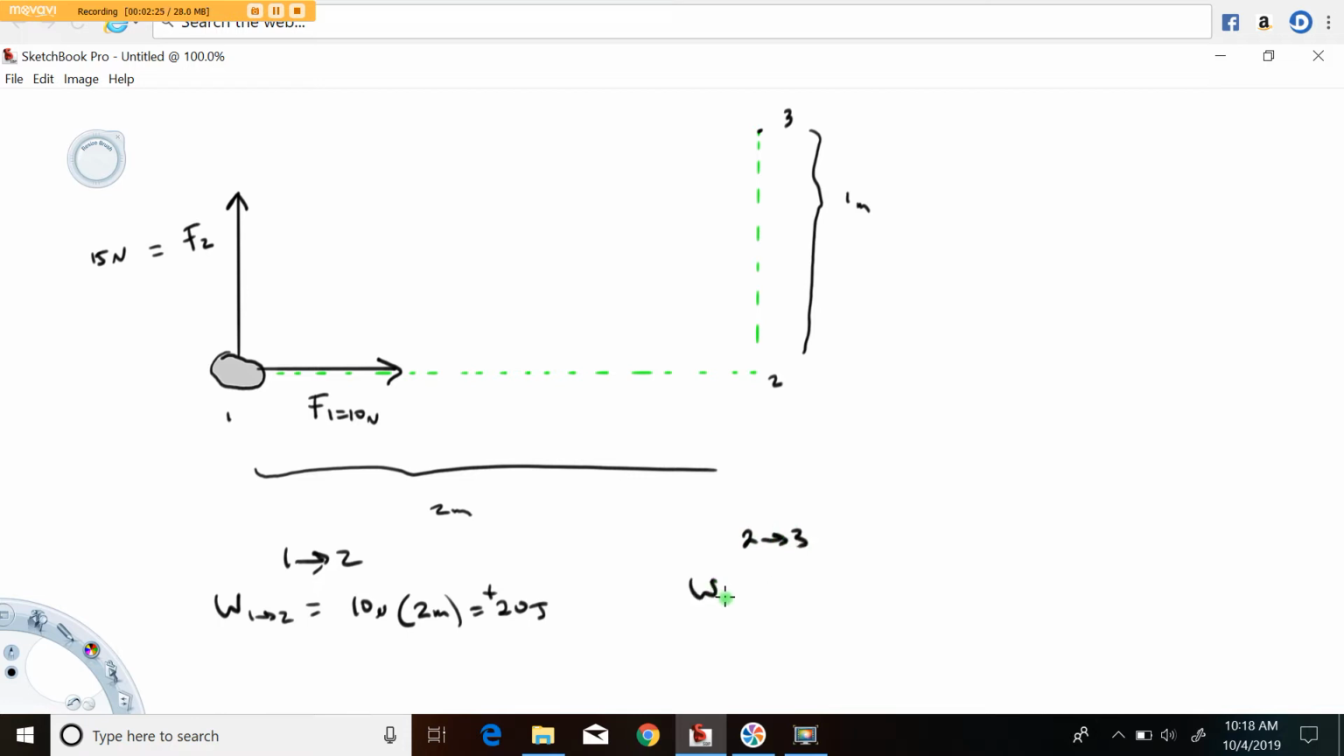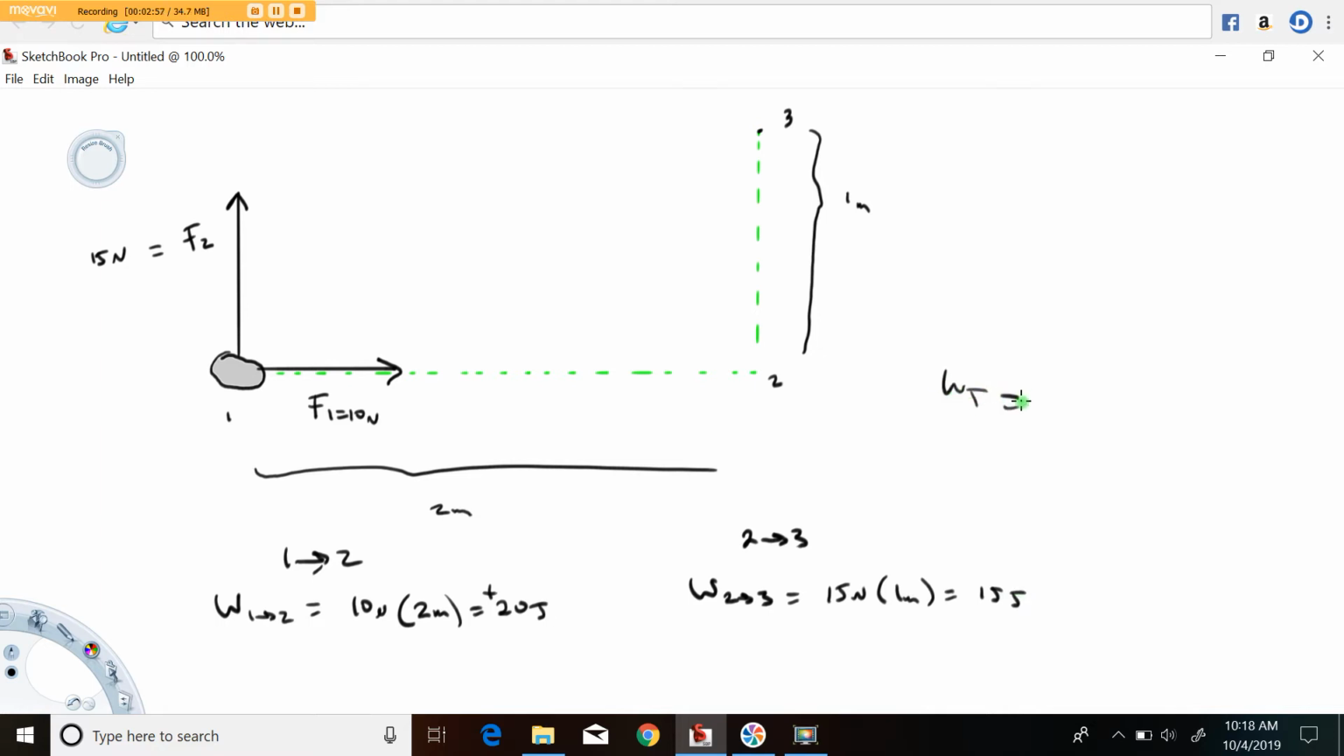Now let's chat about from 2 to 3. The work done from 2 to 3 on this object, again imagining these forces are constant, as this thing's moving this way, force 1 no longer does any work because force 1 would now be perpendicular to the motion. But force 2 is upward and the displacement is upward, so force 2 would be doing work, and the amount it would do is the force, 15 newtons, times the distance, 1 meter. And we get 15 joules out of that.